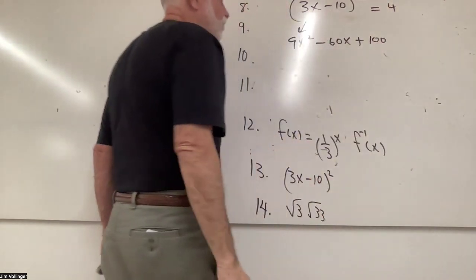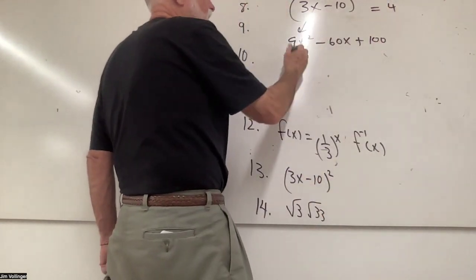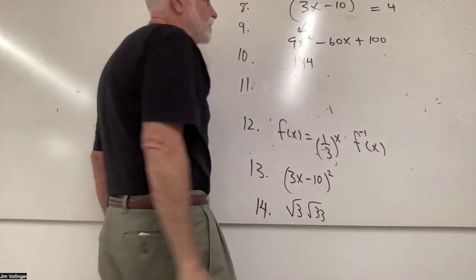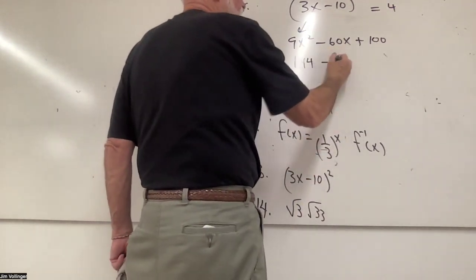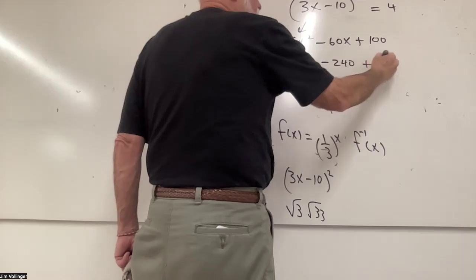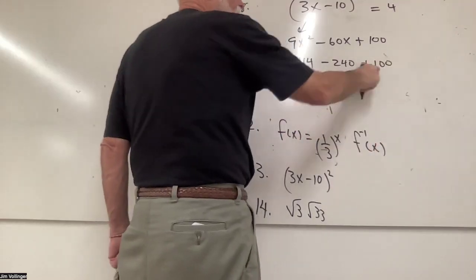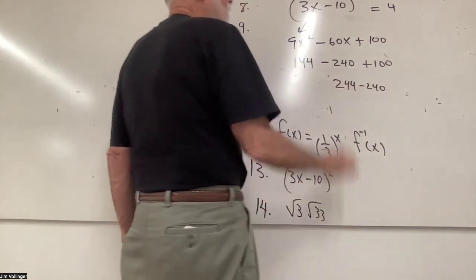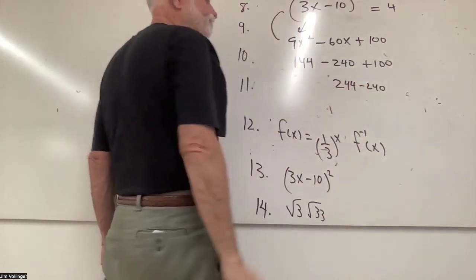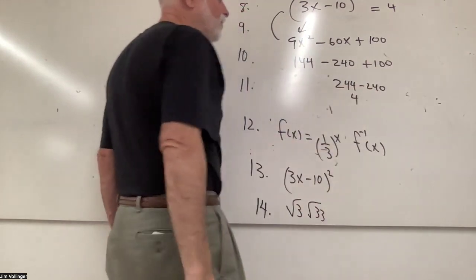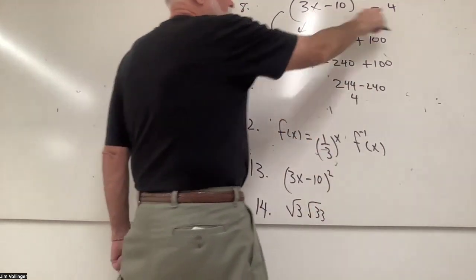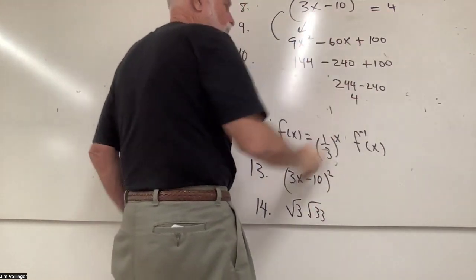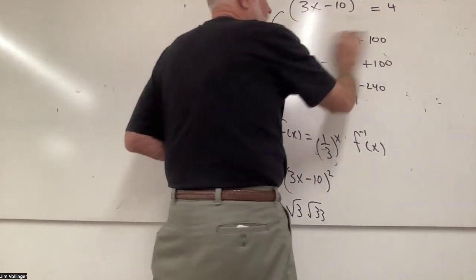Did I really want 4? 16 times 9. Well, I know that's 144, so I can get away with it. 4 times this is minus 240, and that's 100. 144 plus 100 is 244 minus 240. Boy, they are the same. Yeah, I'm getting the same answer. When I plugged in 4, I got 4 out. And when I plugged in 4 here, I got 4 out. I bet I didn't make a mistake.